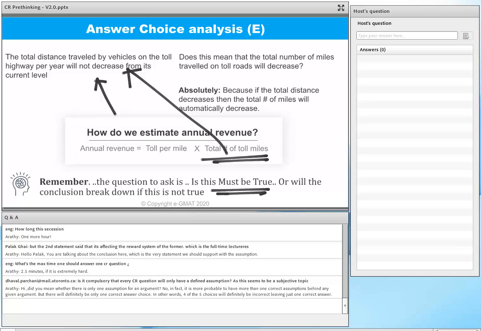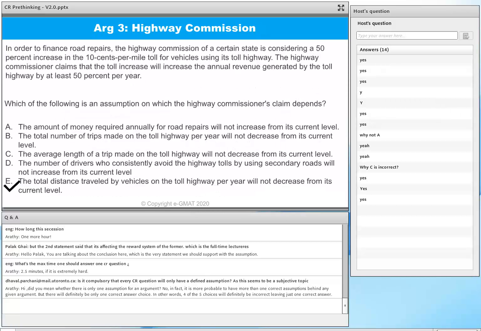Okay. For those of you who chose choice B, can you see why choice B is wrong, and can you see why choice E satisfies that must be true condition? And that's the difference. But remember, I said strengthener versus an assumption. Let's look at all the answer choices over there.